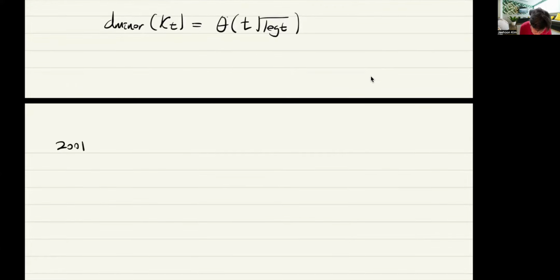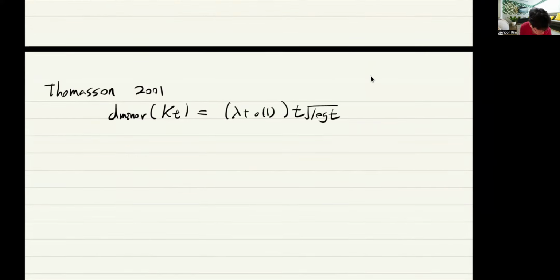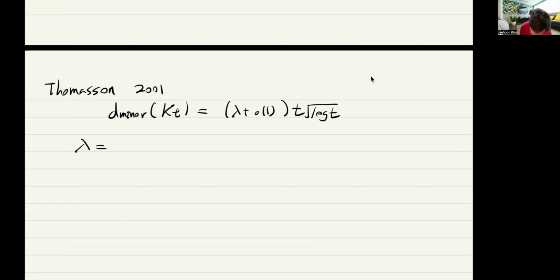In 2021, Thomason further determined this number up to the correct constant. And what is this lambda? This lambda is obtained by maximizing over all positive alpha. It's a specific number, roughly 0.638 and so on.